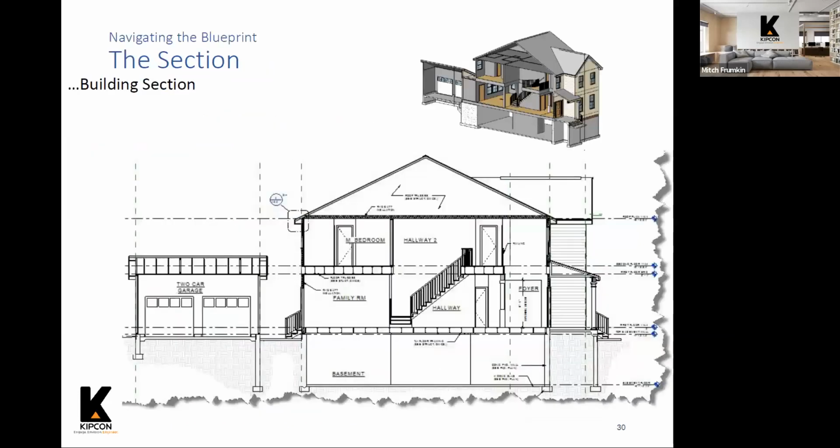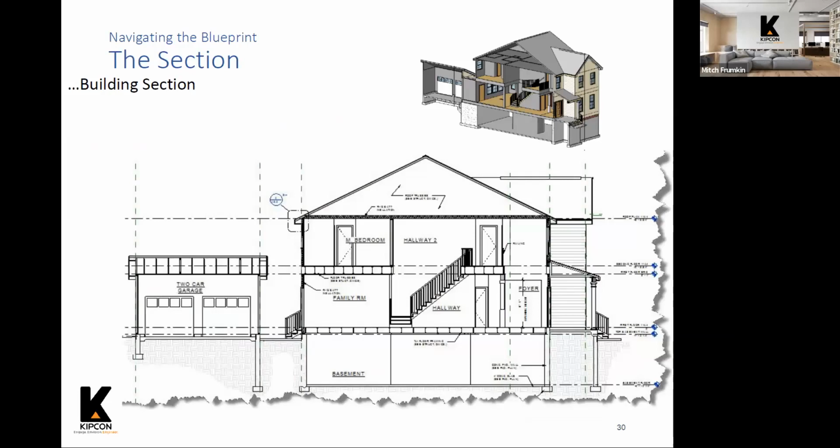Now, here's what it looks like in the plan set. If you take that building and stand it up on end and cut a section through it, this is what you're going to see. You'll notice the names of the different rooms and where they are situated. You'll also notice at the right-hand side, there are those elevations again above grade.